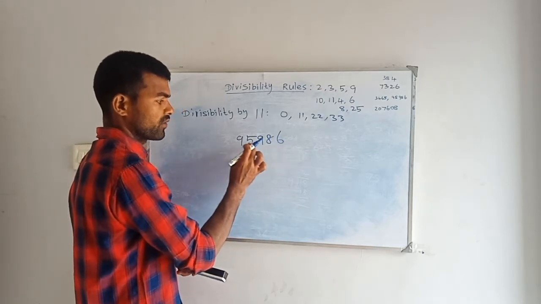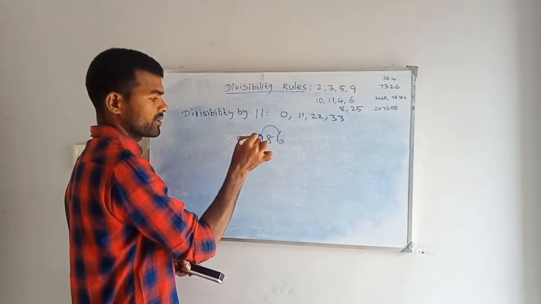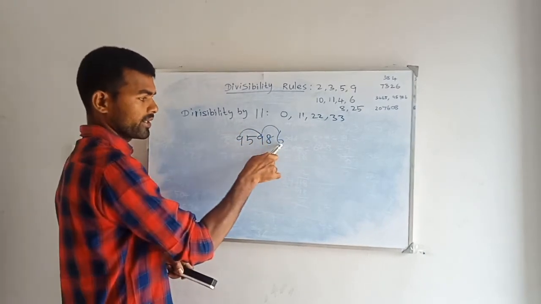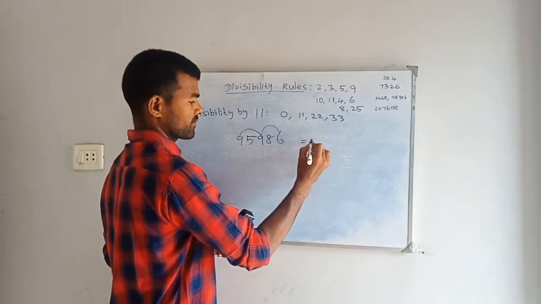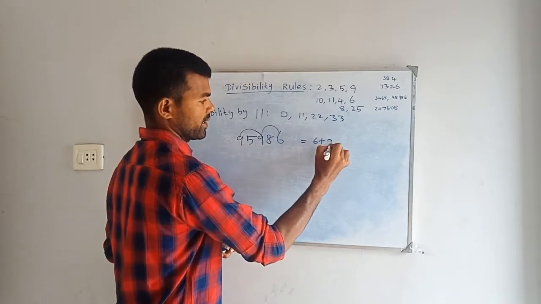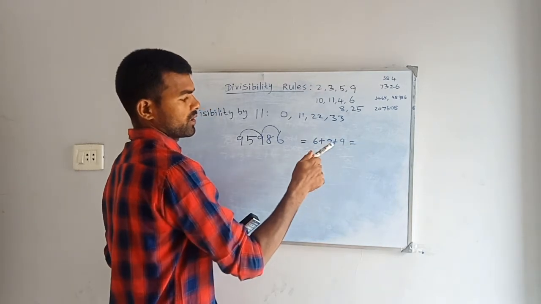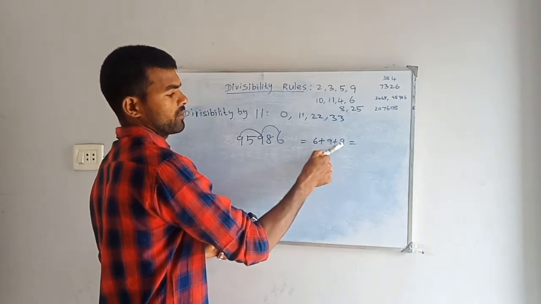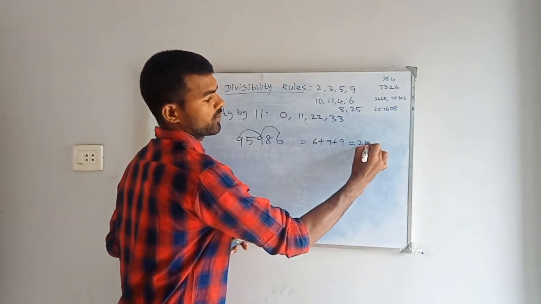1, 2, 3, 4, 5, no? Only the odd digits first. 6, 9, 9. Yes, no? Add the odd digits: 6 plus 9 plus 9. How much is the total? 9 plus 9, 18. 18 plus 6, 24.